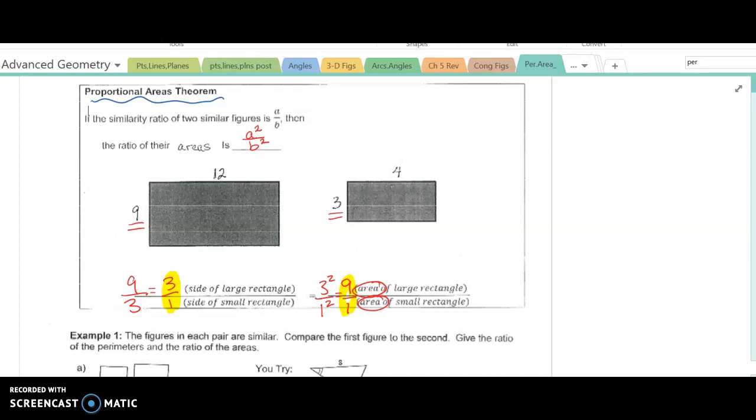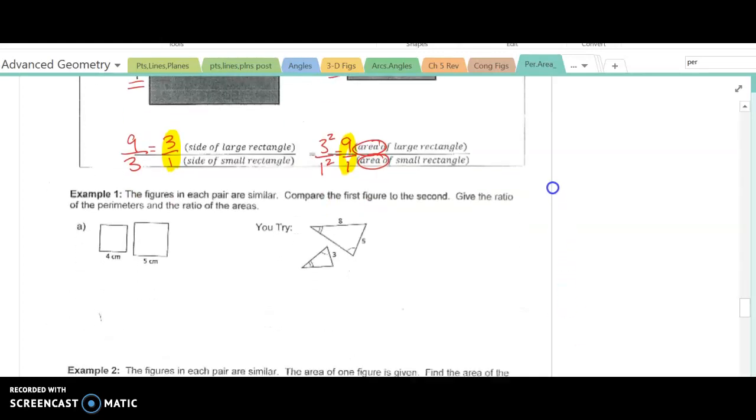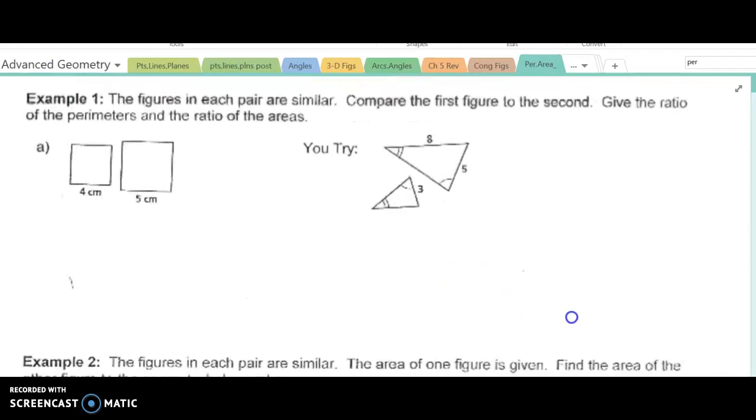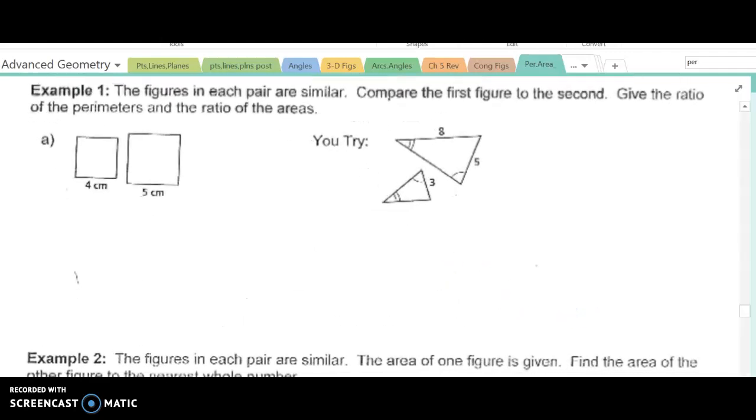Okay, so now that we know the proportional areas theorem, let's go down here and apply it. In example 1, it says the figures in each pair are similar. First of all, compare the first to the second. By compare the first to the second, they basically mean write the similarity ratio. So we're talking about the similarity ratio here.